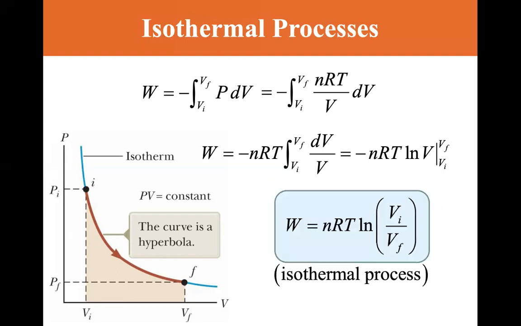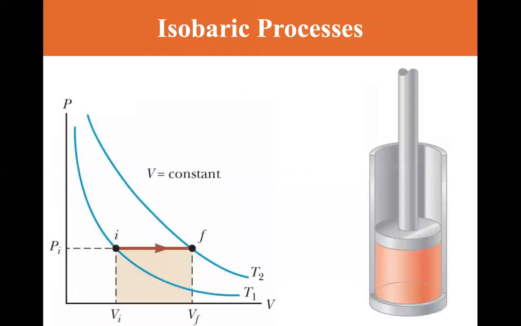So the work is equal to nRT times the natural log of V initial divided by V final. This is an isothermal process. Okay, isobaric process.